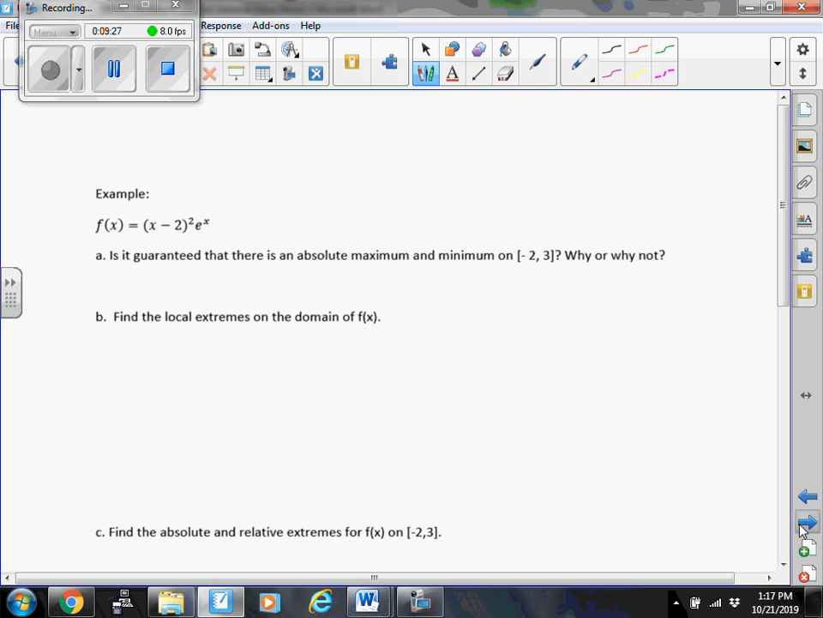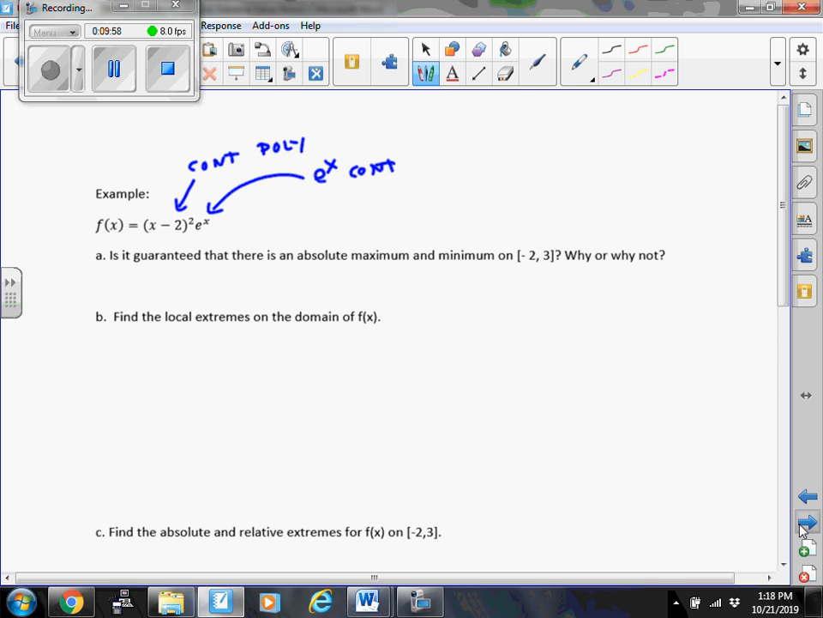Here's an illustration. Am I guaranteed this is an absolute max or absolute min? Well, I have to first decide, is this continuous? Well, I don't know what f of x looks like, but I certainly know this part's continuous. It's a polynomial. I also know this part's continuous. It's e to the x. And if you multiply two continuous functions together, you get a continuous function.